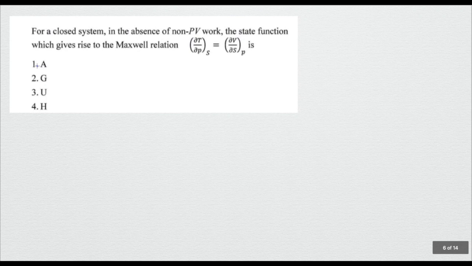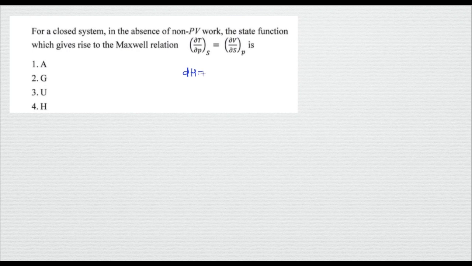The question over here is from the Maxwell relations in thermodynamics. It says, for a closed system in the absence of non-PV work, which state function gives rise to the Maxwell relation del T by del P at constant S equals del V by del S at constant P. Now to solve this question, it's recommended that you be well aware of all the Maxwell relations. You should have done the derivation of them at least once. Then only will you be able to solve this question very easily. So how will we start?